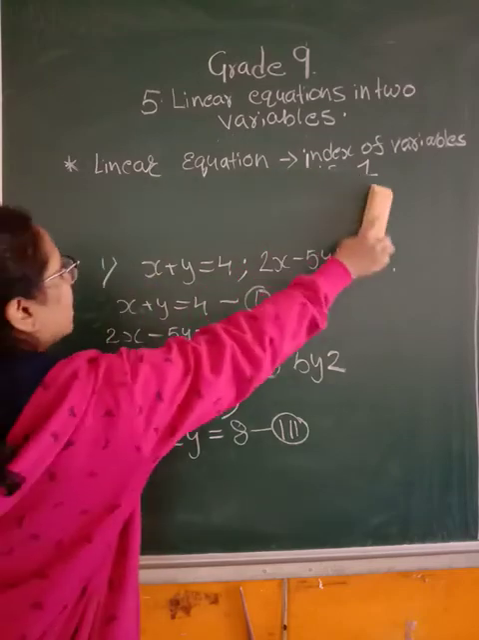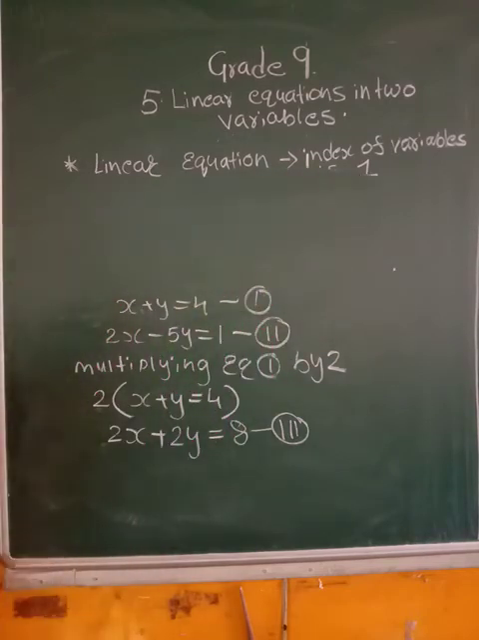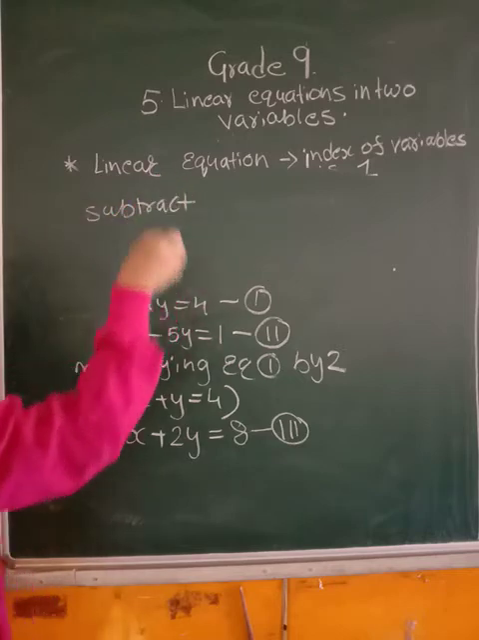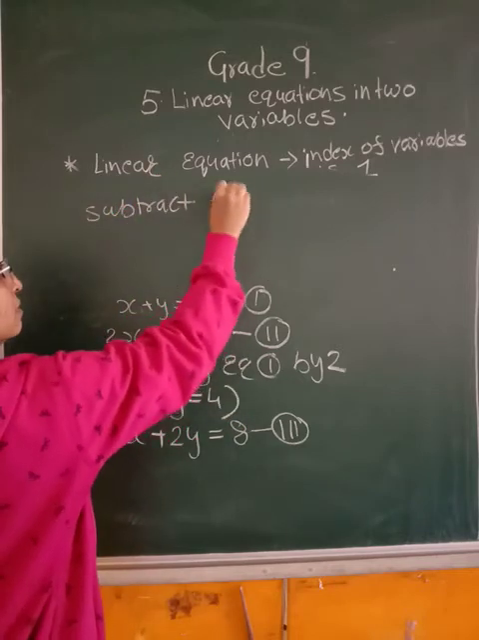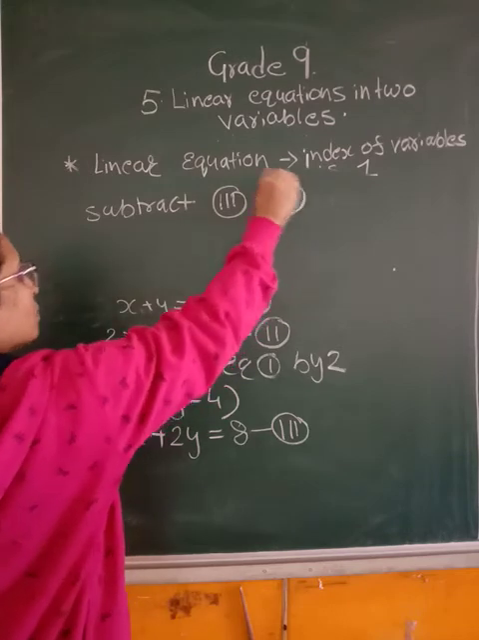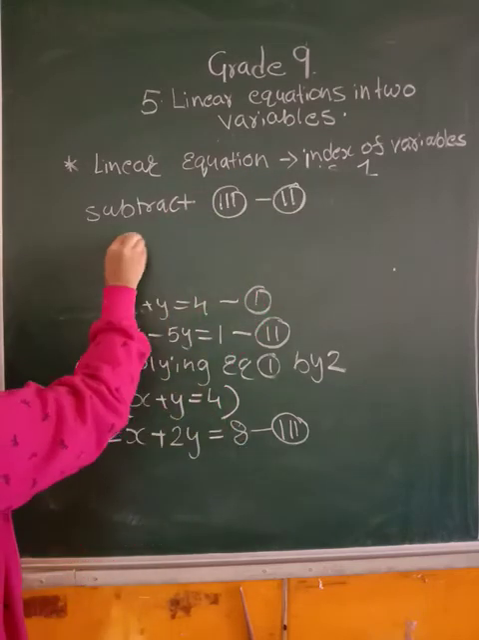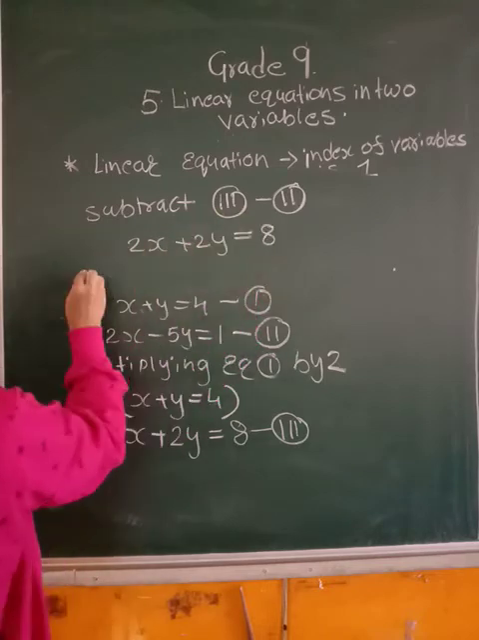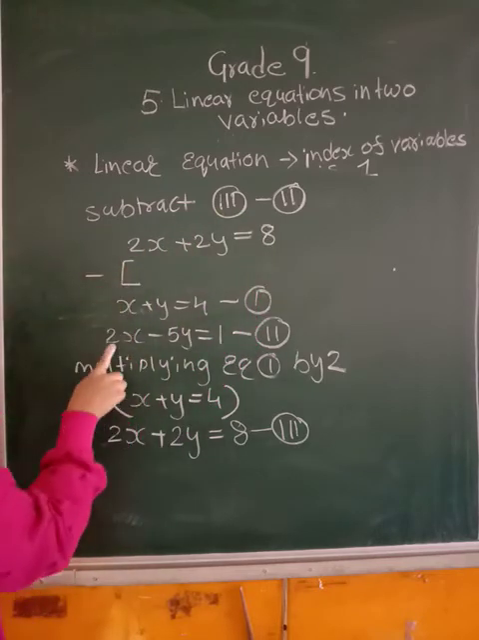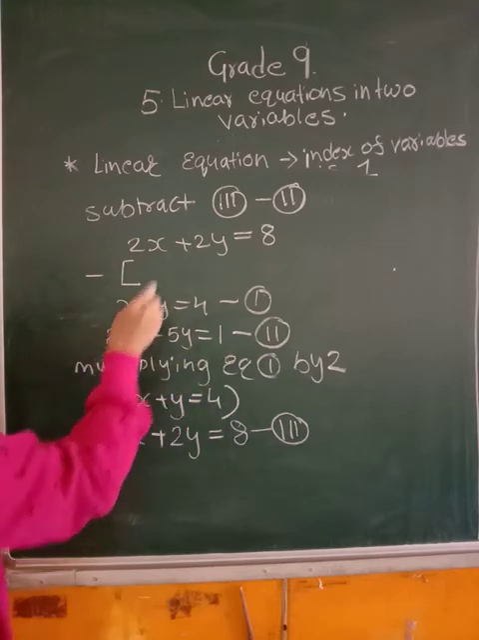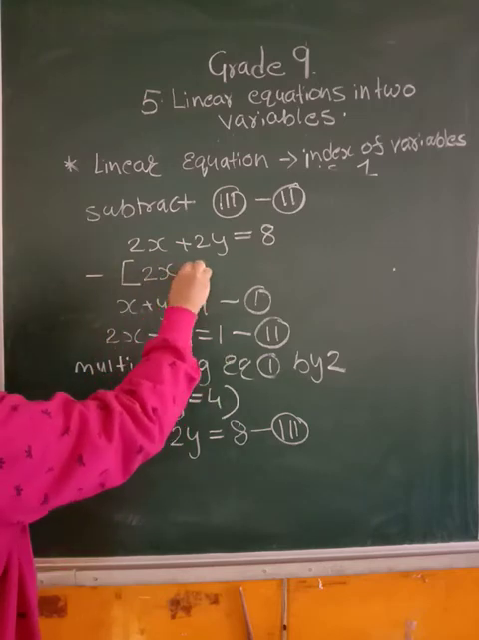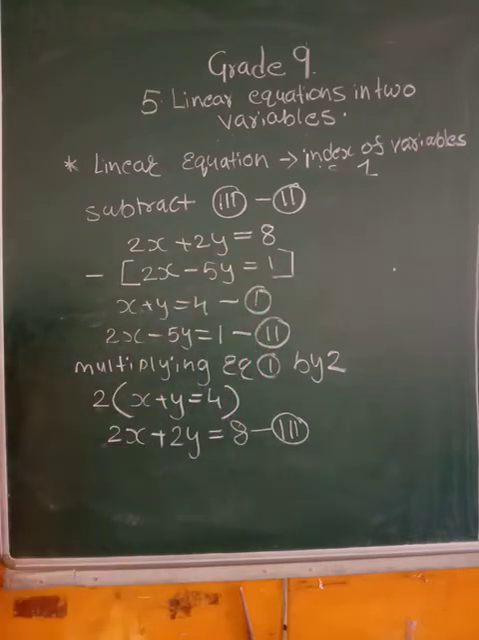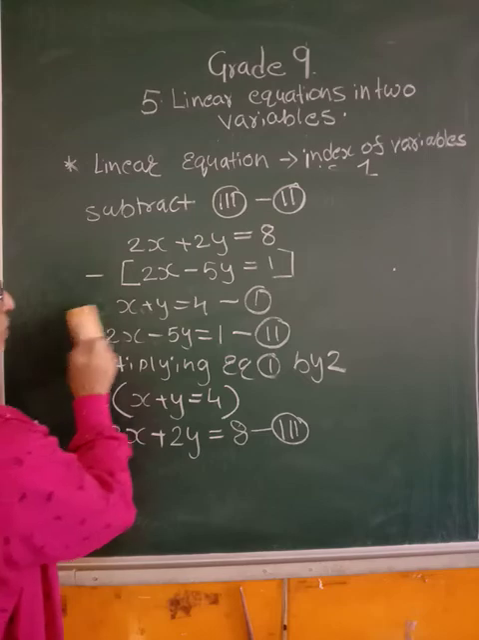So now, after equalizing, what am I going to do? Subtract, and then you write, this is third minus second. Okay, now what is the third equation you write first? 2x plus 2y is equal to 8. And then you are subtracting what? You are subtracting the second from that, no? So you have 2x minus 5y is equal to 1. Is this clear, everybody? So we are going to subtract.